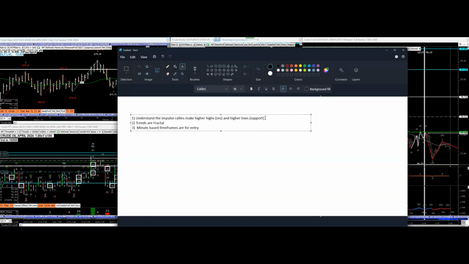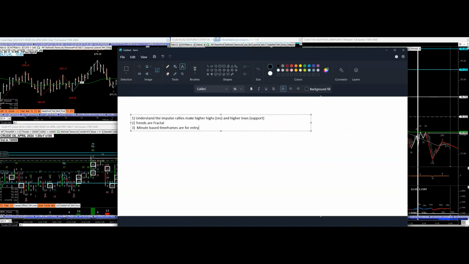Therefore, minute-based time frames are for entry. They can also be used for risk management, meaning in terms of the stop, by moving the stops to higher highs and lows and all that. So that's what it really is. All right, the money is not made by analyzing minute-based time frames, because they are not reliable. Minute-based time frames have very unreliable structure.